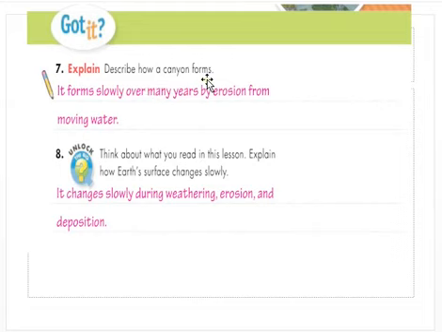Describe how a canyon forms. It says here it forms slowly over many years by erosion from the moving of water. So, as I mentioned, water could move away rocks. And number 8, think about what you read in this lesson. Explain how Earth's surface changes slowly. It changes slowly during weathering, erosion, and deposition. These three could change the shape of the land. Okay, so that is the end of our lesson for grade A and B.